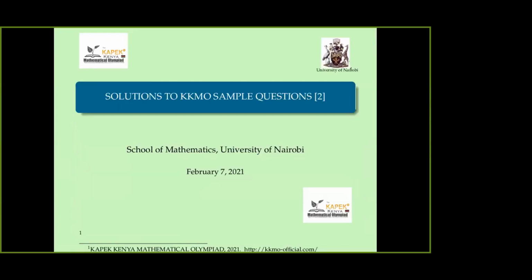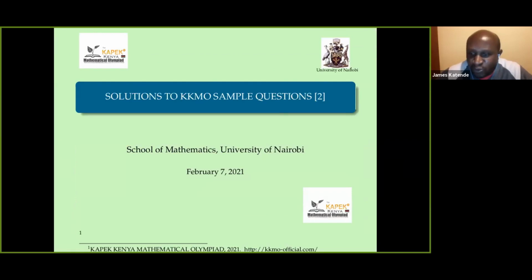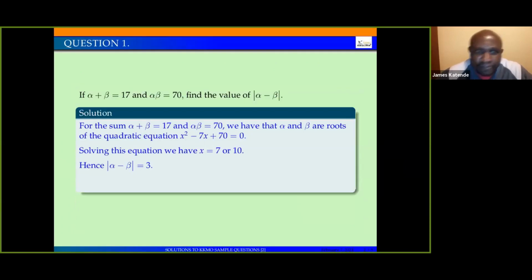So I've started in reverse. This was the second set of questions that was sent. I'll move to the first set after we are done with this one. So let's look at the first question. It says, if alpha plus beta is equal to 17 and alpha beta is equal to 70, find the value of alpha minus beta. So the assumption here is that alpha and beta are just real numbers.